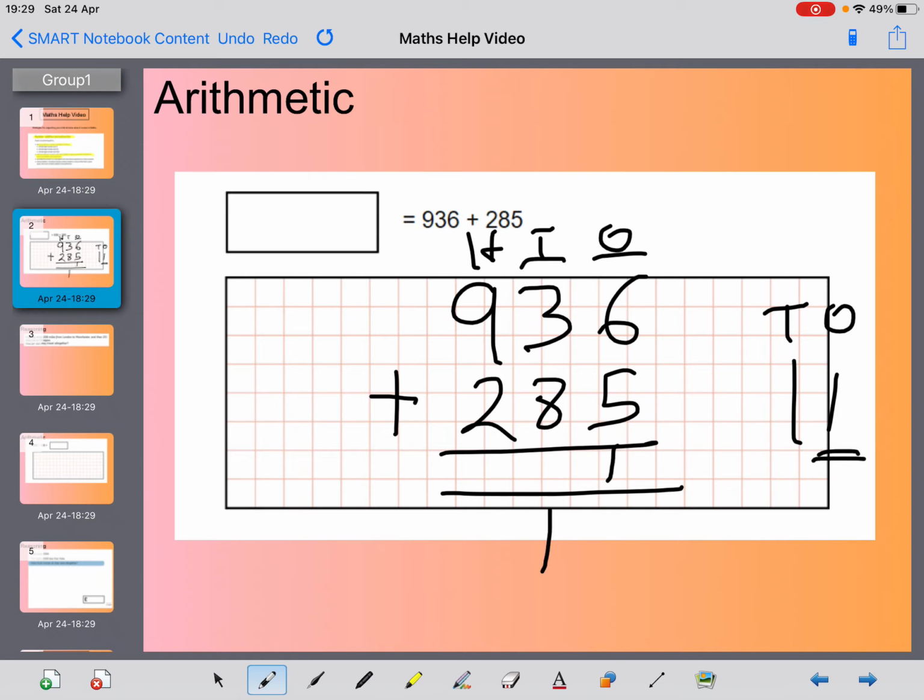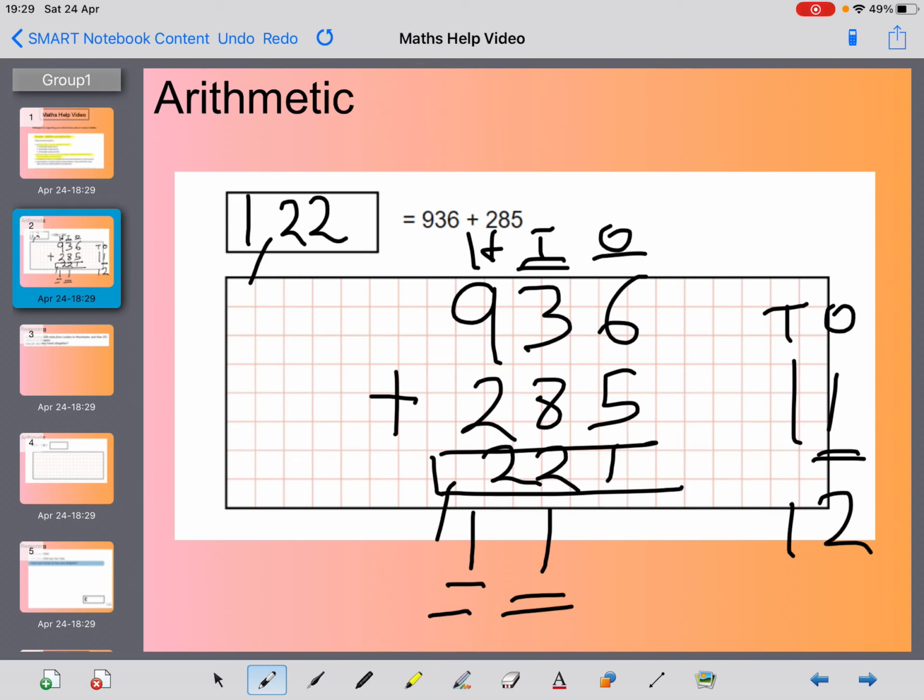Then I move on to my tens column. 3 plus 8 is 11, plus this 1 is 12. I put down my ones here again, and I regroup the other one. Then we move on to the hundreds and add them together. 9 plus 2 is 11, plus this 1, 12. So my answer is 1,221.